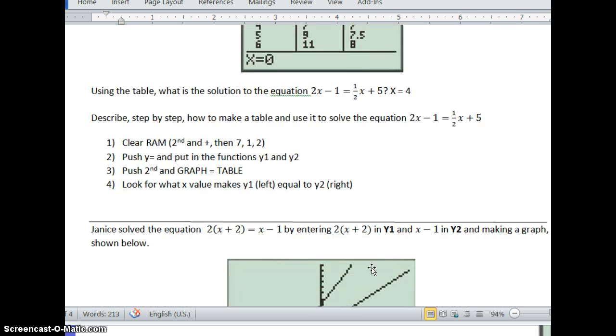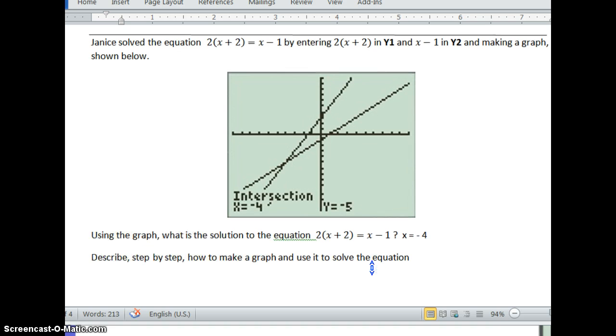All right, so let's move on to the graph. It says Janice solved the equation 2 times x plus 2 equals x minus 1 by entering the left side in for y1 and the right side in for y2, and she made a graph and it's shown below. It says using the graph, what is the solution to the equation? The solution to the equation is right here. You can tell the intersection is right here. That happens at negative 1, 2, 3, 4. The intersection is right here where x is equal, and it tells you right here x is equal to negative 4. So the solution is x equals negative 4.